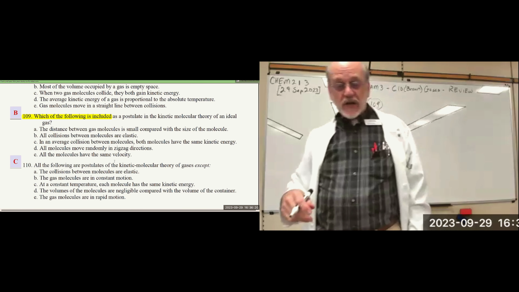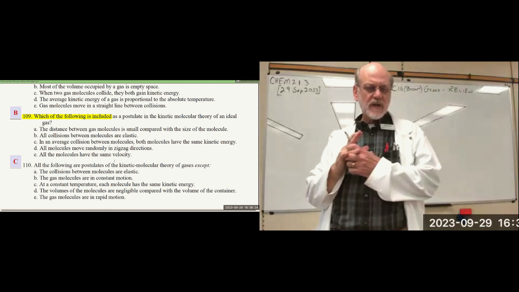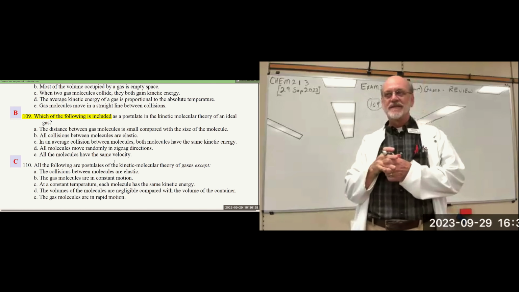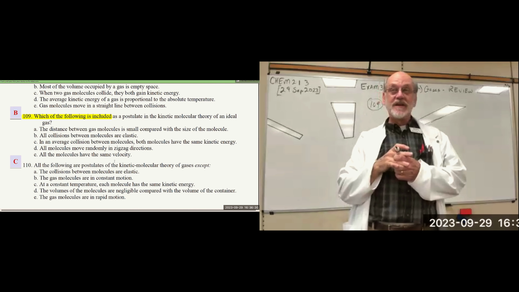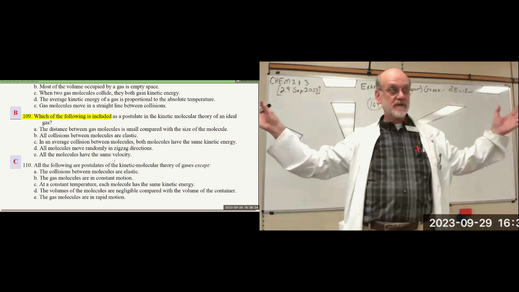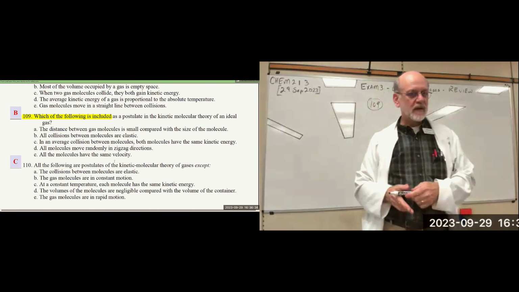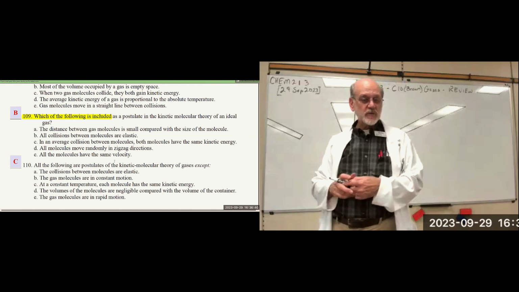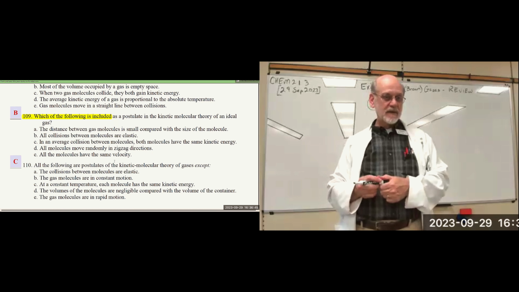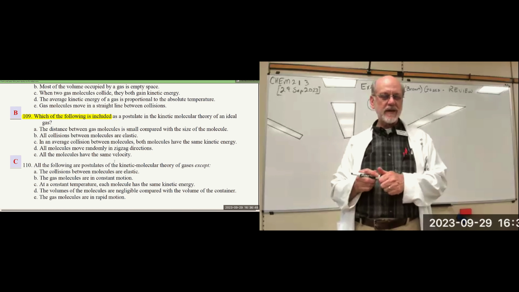Which of the following is included as a postulate in the kinetic molecular theory of an ideal gas? A, the distance between gas molecules is small compared with their size. It's just the other way around. The distance between molecules compared to their size is massive. It's huge. Lots of empty space. B, all collisions between molecules are elastic. That's true.